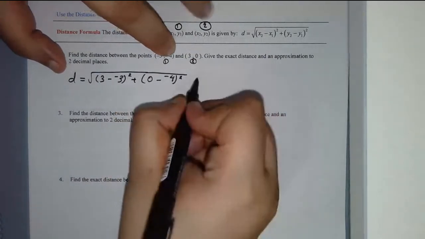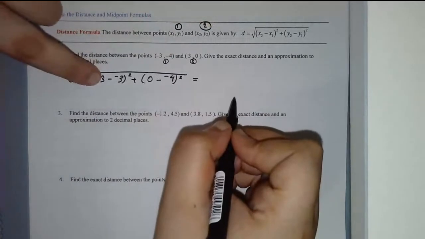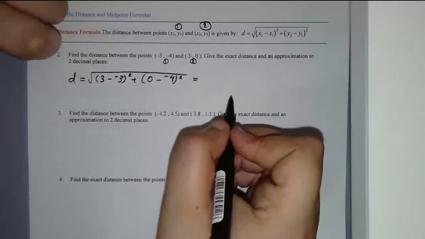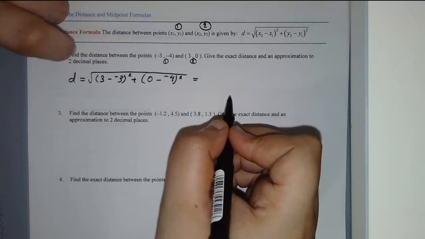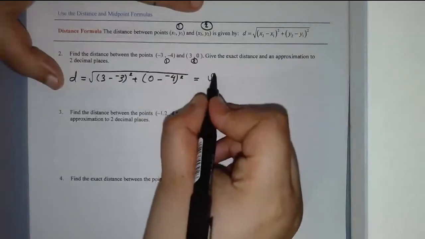Okay? This equals. Now we have 3 minus a negative 3. So the two negatives basically turn positive. And we have 3 plus 3, which is 6. So we get the root of.